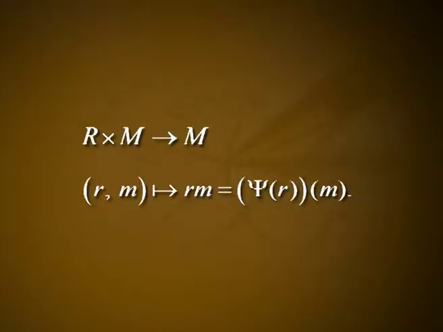Conversely, suppose that psi from R to End(M) is a ring homomorphism. Now define the scalar multiplication R × M to M, (r, m) to rm, which is equal to psi(r)(m). Claim: the above defines a left R module structure on M. 4. Let r1, r2 belong to R and m1, m2 belong to M.